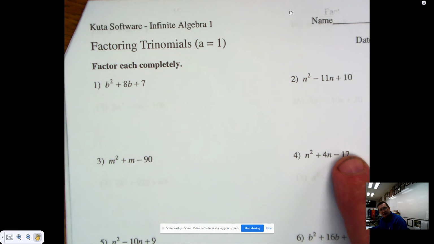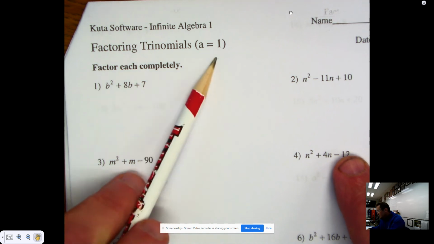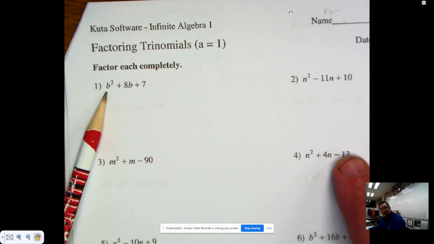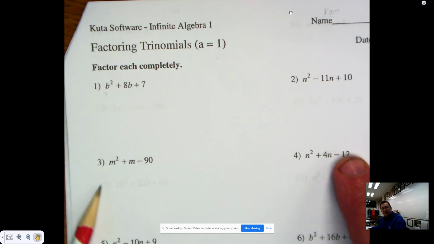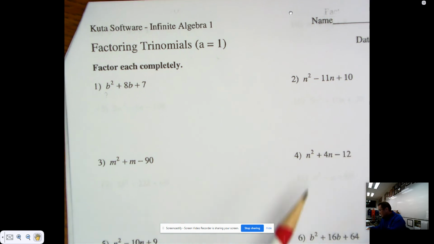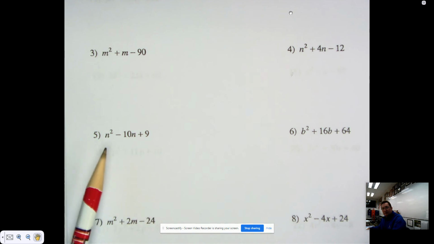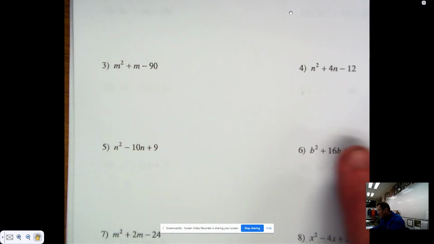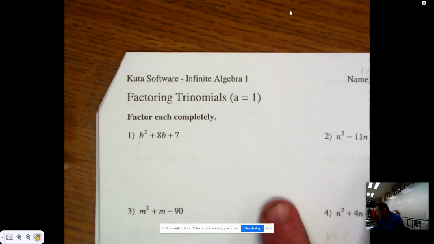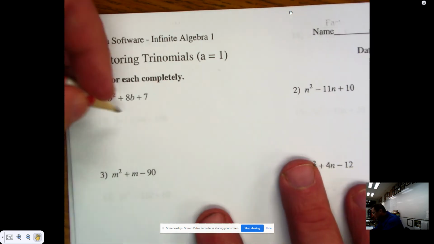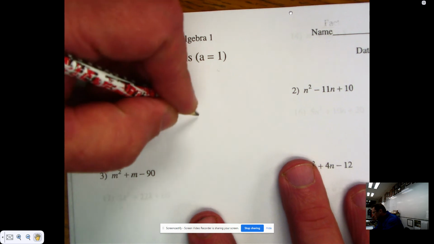You can see on your worksheet that there's a section that says factoring trinomials where a equals 1. What that means is that the number in front of the squared term on all of these on this particular sheet of paper is equal to 1. So there's no number in front. Again, if you want to, you could always put a 1 there on all of these. We did some of these in an earlier video, so let's just quickly review.